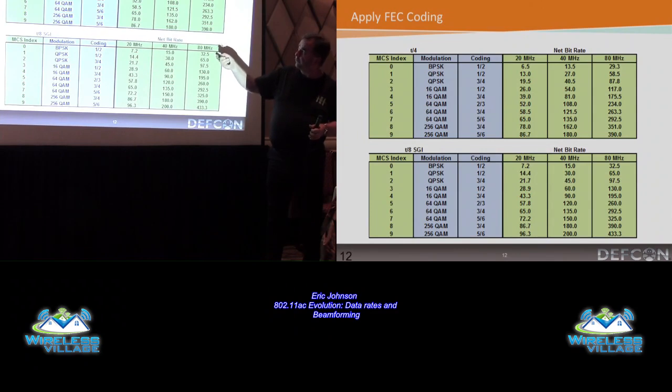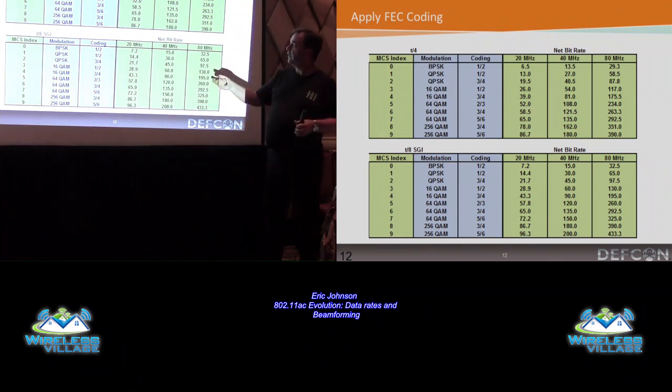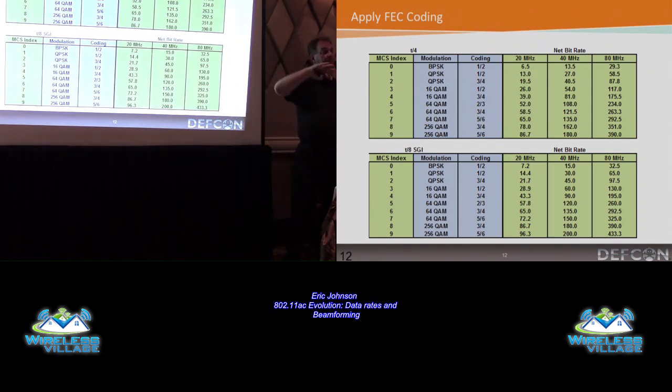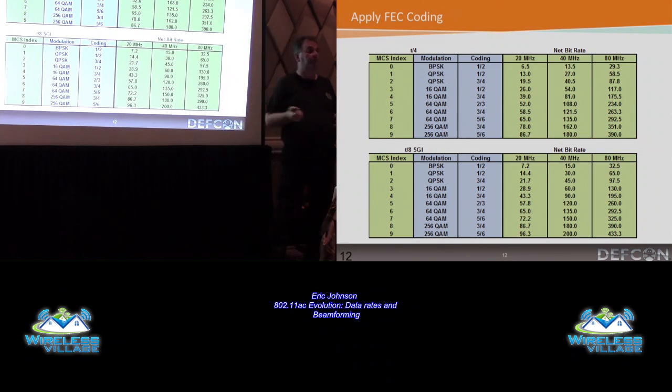So again, we work out the same thing here. 5/6 means for every 5 bits, I'm inserting 1 redundant bit for a total of 6. And so I get 86.7 up to 390. And down here, this is the short guard interval now. This is 433 on 1 stream. Multiply that by 3, 1.3 gigabits per second. So that's exactly where those numbers come from, and it's not any more complicated than what I just showed you here. You just have to tease all of these values out of the standard.